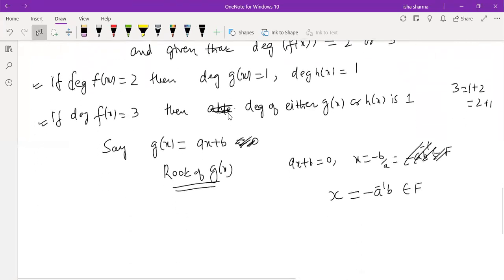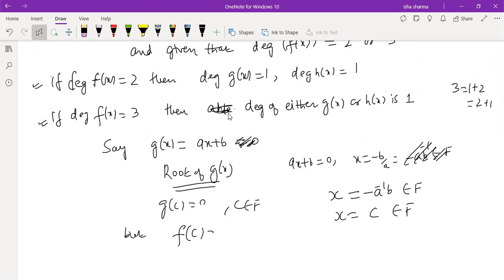So if you want to call this number, say some c, so g of c is 0, where c belongs to F, but you know that f of c is g of c into h of c, so that is also 0. It implies c is a 0 of f(x).